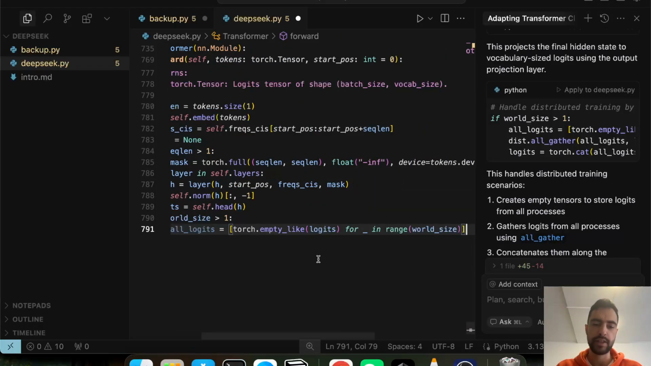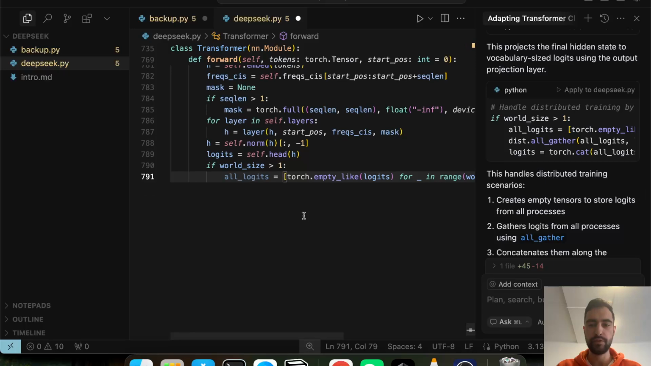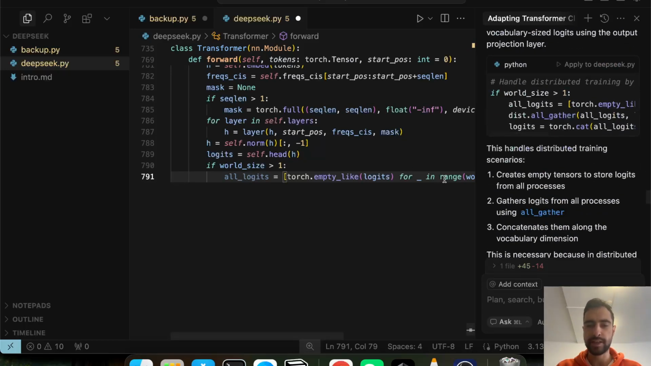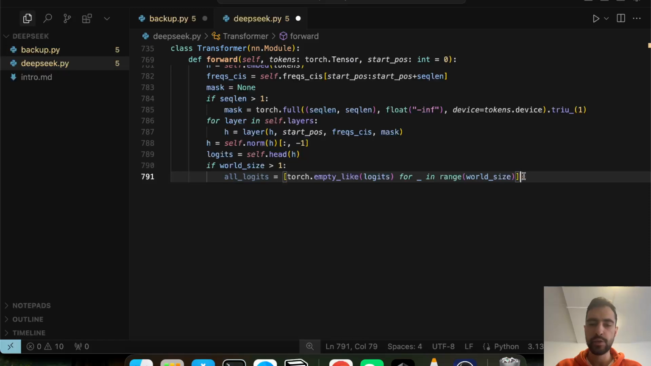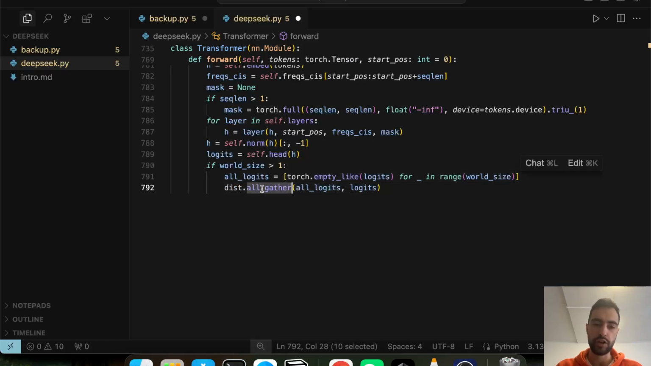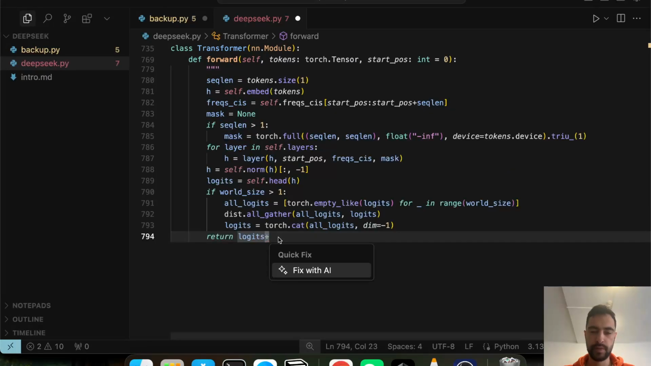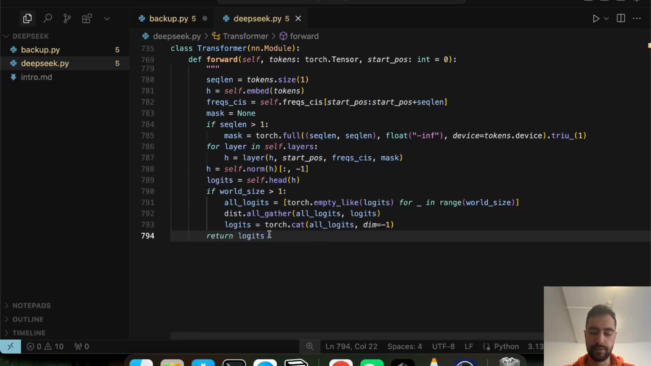If you have distributed training on multiple GPUs, you can read more here on the side, but you will just gather all logits from different GPUs and concatenate them. And now you have one big vector that shows probabilities for each token in the vocabulary. And in the end, just return logits, and that's our transformer class.